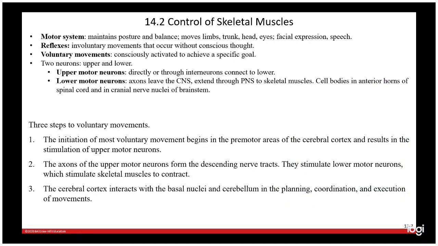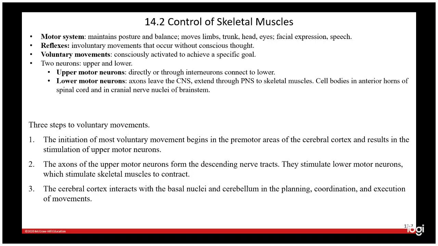All right, so we're going a little bit backwards and a little bit forwards with this. We just talked about reflexes and muscles. You will talk more about muscles in the next section. But of course, the brain controls skeletal muscles. It controls everything. So we're going to talk about that in a number of different ways.